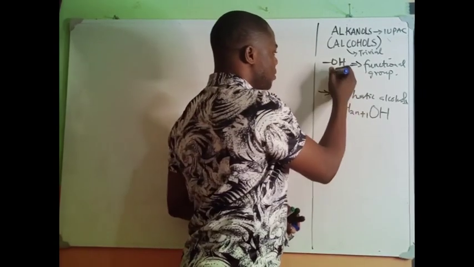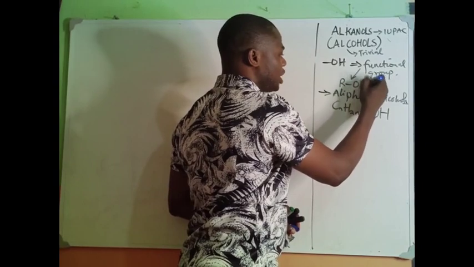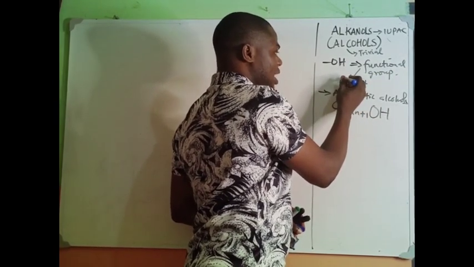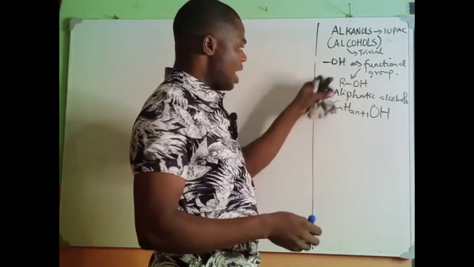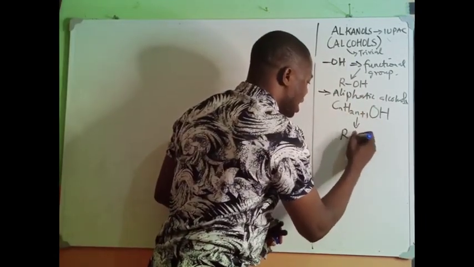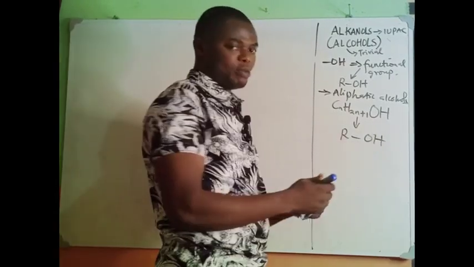That's why at times they present the functional group as ROH, where R is the aliphatic part. So this formula can also be ROH. So that is it, OH is the functional group of alcohol.